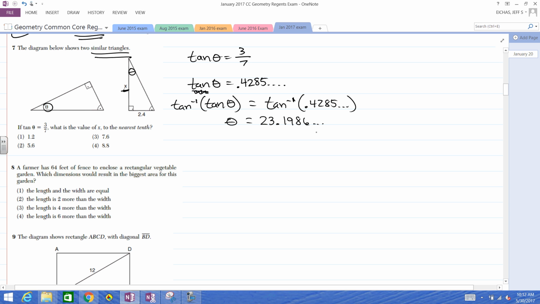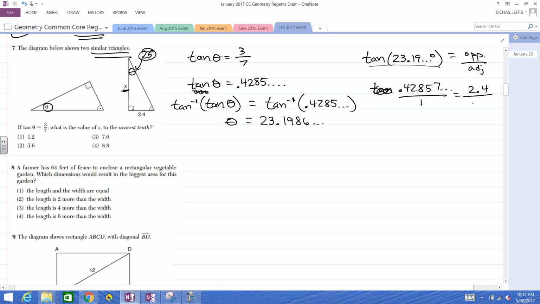Now, that just gets us the angle. Kind of weird after you see what's going to happen. So now we're going to go back over here. Now we know that this is about 23 degrees. We're going to go tangent of 23.19. All that is equal to opposite over adjacent. So what is that? Tangent of that is strange. If you take tangent of this, you go right back to 0.42857. Put it over 1. Opposite is 2.4. Adjacent is x. We label that. When we cross multiply and divide, you get approximately what?